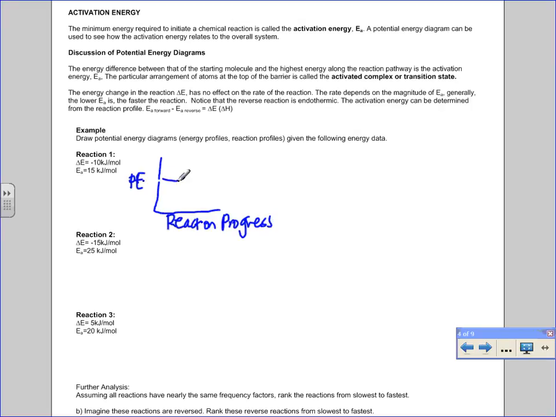So if I start at this amount, then this is going to be 15 kilojoules. And I know the difference between the reactants and products is going to be 10. So this is 10, and this is 15 in this case. Now keep in mind that this delta E is also the delta H for the reaction, and we're being proper by saying delta E because this is a potential energy curve.